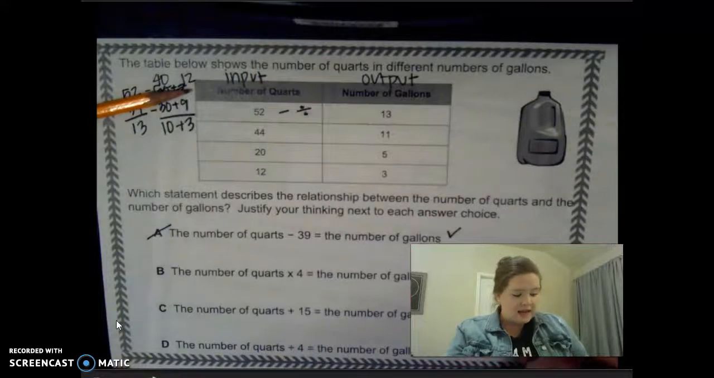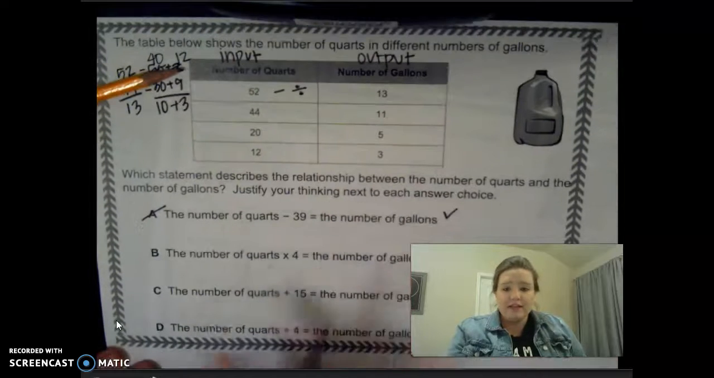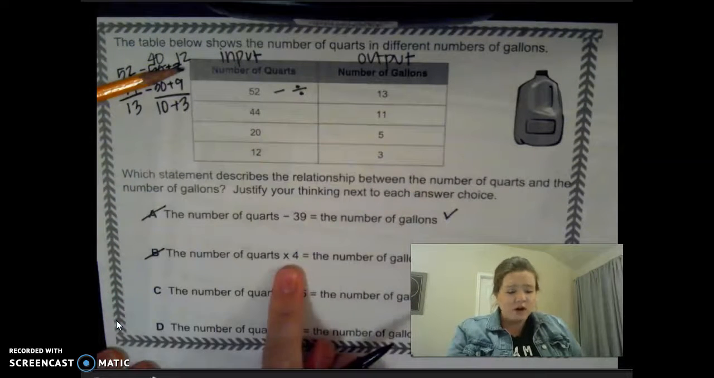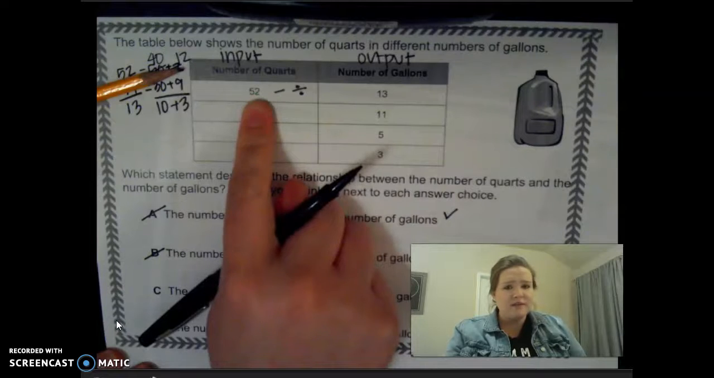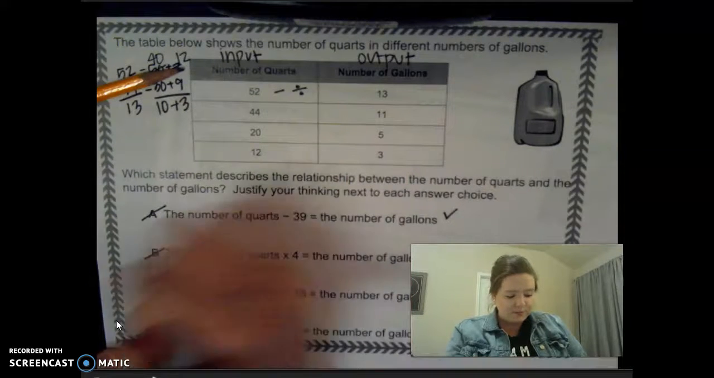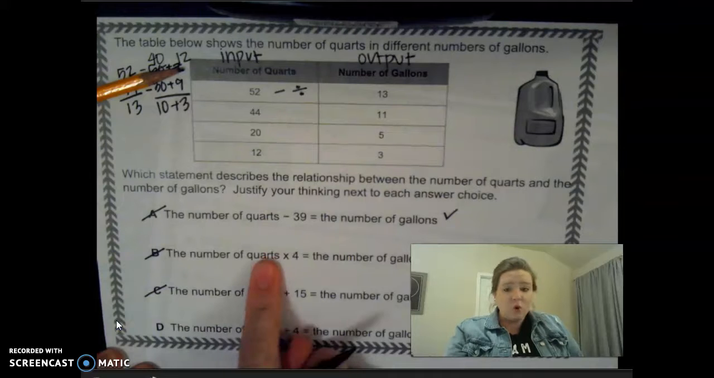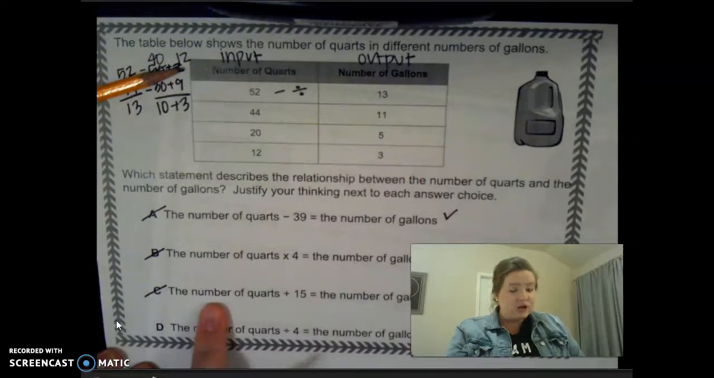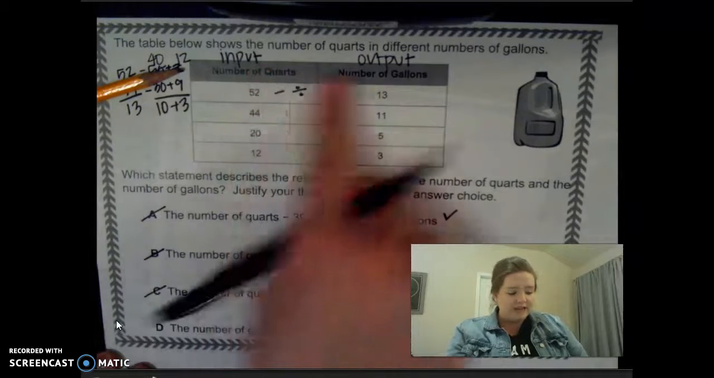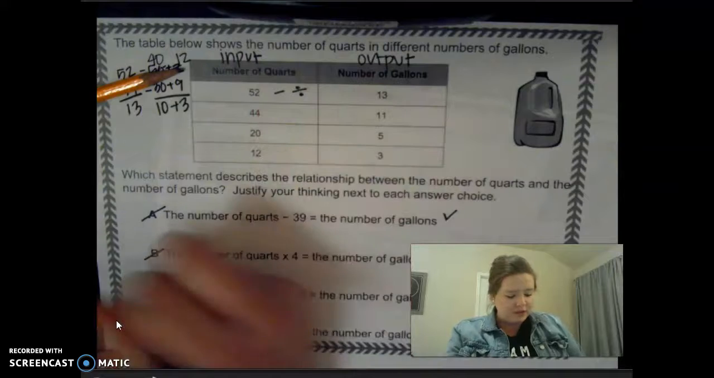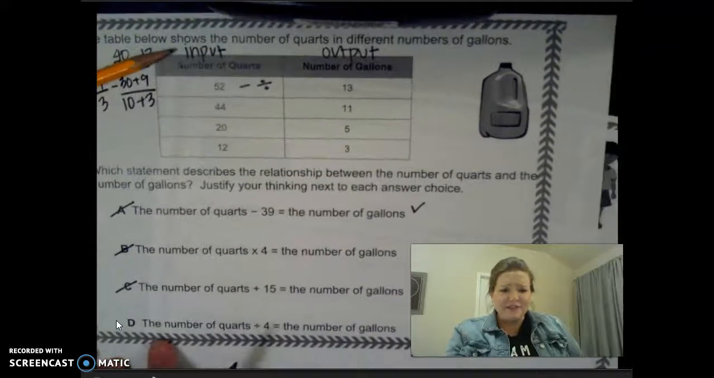Okay? That's it. So that means that you can already eliminate letter B because that says times 4. Well, I know that if I multiply 52 times 4, I'm going to get a larger number. And 13 is not larger than 52. And you need to read the whole thing. Number of quarts plus 15 is not going to give me 13. My number would be larger than 52. So that means that I'm going to be dividing.